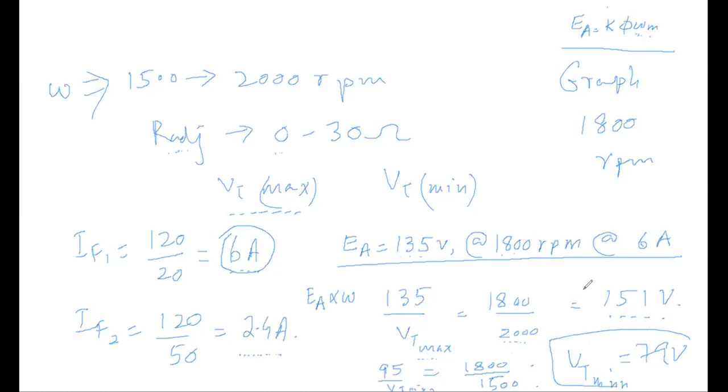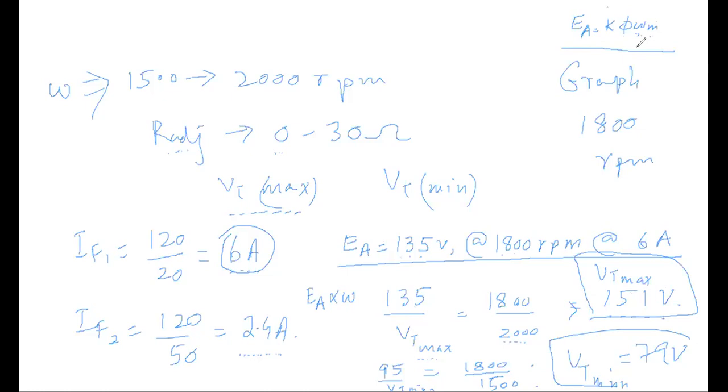So my VT max is 151 volts and my VT min is 79 volts. Is there any question about this? Okay, students, is there any question? Have you understood this? So we use the proportionality EA is equal to K phi omega m, and the phi part, we are varying the RPM also, and we are also varying the phi.